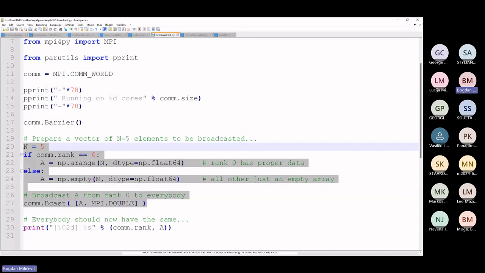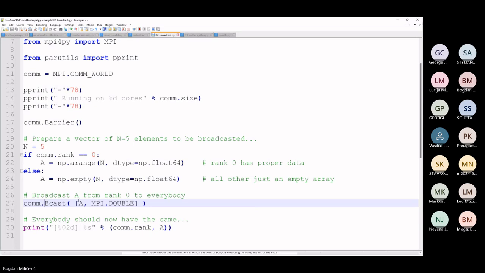And then we are broadcasting from process 0 the array A to everybody. We are broadcasting A as MPI double. So this float64 is actually a double precision number. Float32 is a single precision floating number. I don't know if you have seen this before, but if you haven't, you'll see it now. And let's try this. If it doesn't work, I'll try to fix it in place.